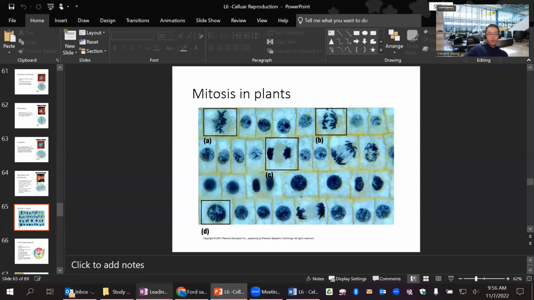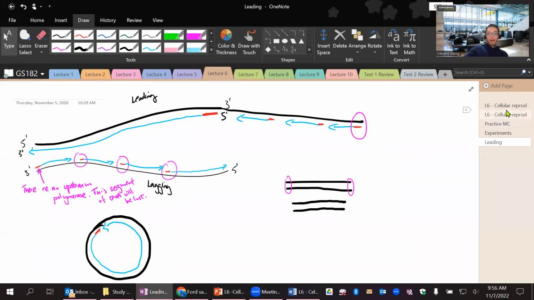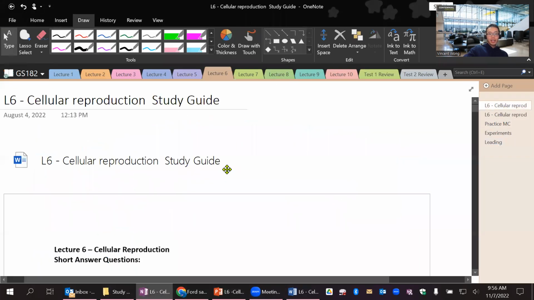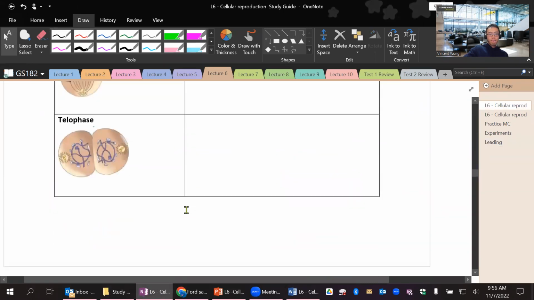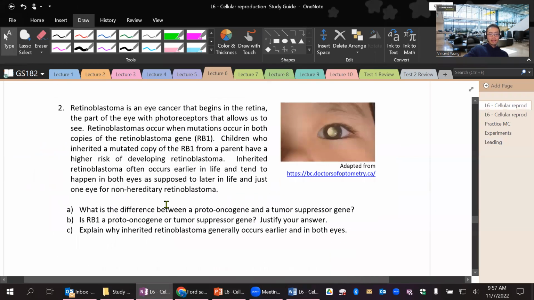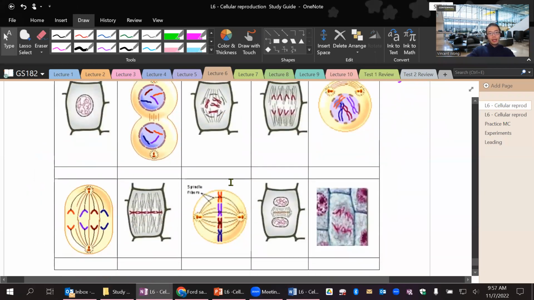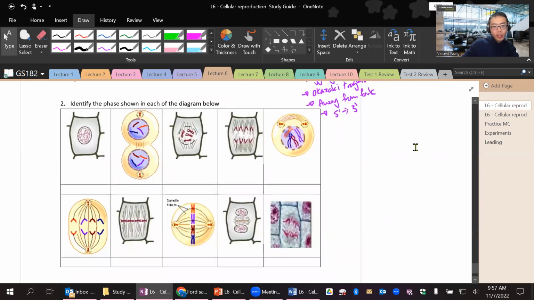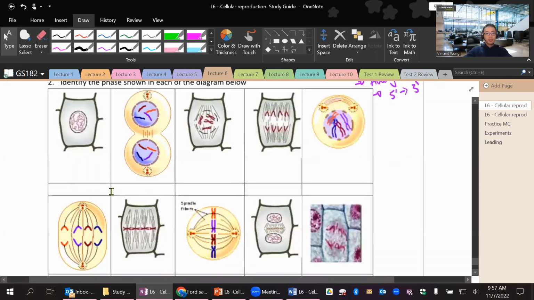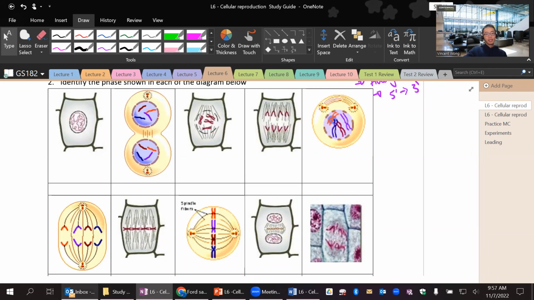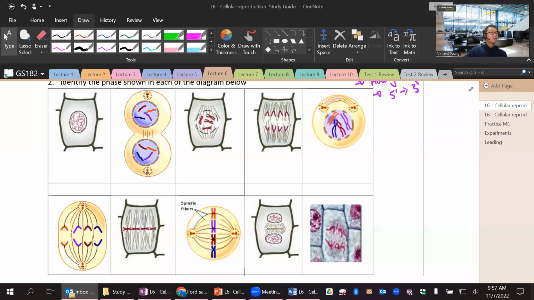Let's quickly switch to the study guide here. Okay, we got some pictures here. Let's quickly go through them. I'm going to give you a minute. You can fill it in, all of it, and we'll take it up. These ones are plant cells. The rectangle ones are plant cells, the circular ones are animal cells, right? So go ahead, try it out.